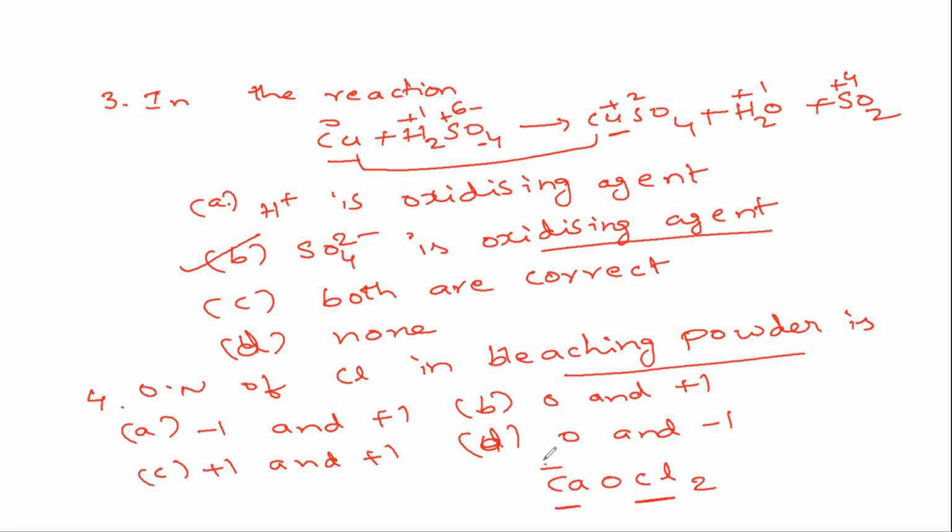In CaOCl2, calcium oxidation state is plus 2, oxygen is minus 2, so here itself it is becoming 0. Then the two chlorines should definitely be plus 1 and minus 1. So the answer is minus 1 and plus 1, because the sum of the oxidation states of all the elements should be equal to 0. So the answer is the first option. I hope it is clear.